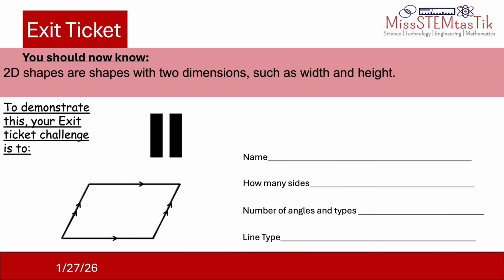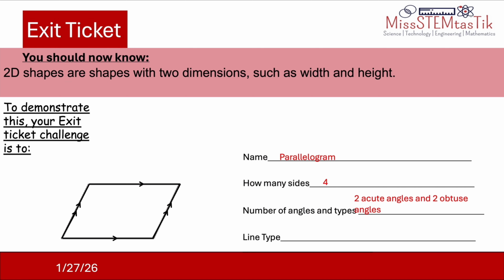Pause the screen and have a go at the exit ticket. So this shape is a parallelogram because it has 2 pairs of equal angles, sides. It has 4 sides, it has 2 acute angles and 2 obtuse angles. It has 2 pairs of parallel lines and no perpendicular lines.